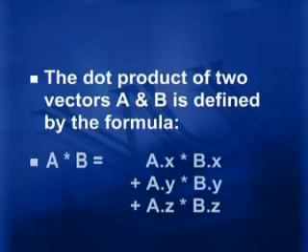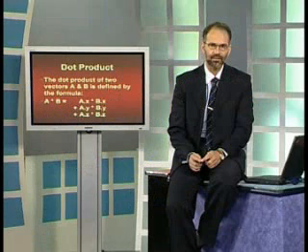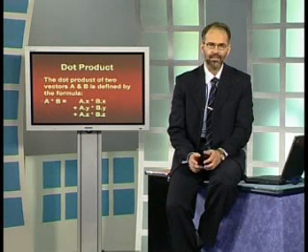So the dot product of two vectors A and B is defined by the formula A dot x times B dot x plus A dot y times B dot y plus A dot z times B dot z. So you can see the two vectors A and B get their x, y and z components multiplied with the counterparts and get added together to form one value.